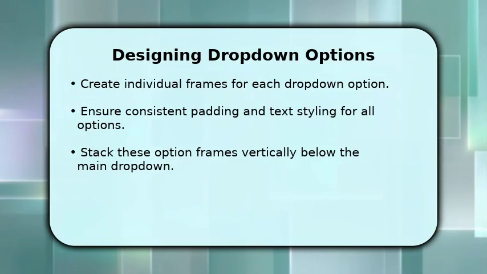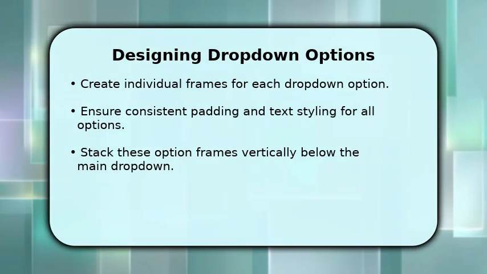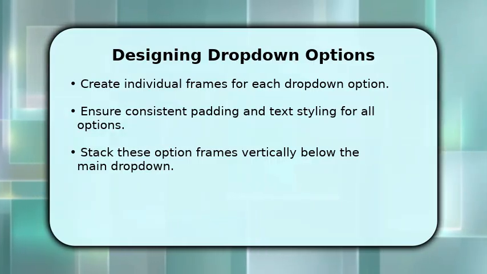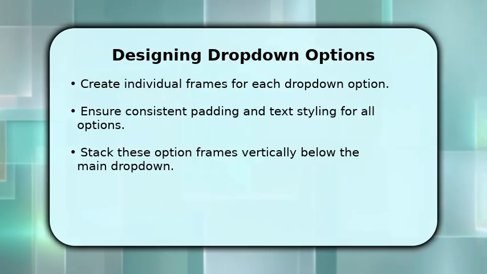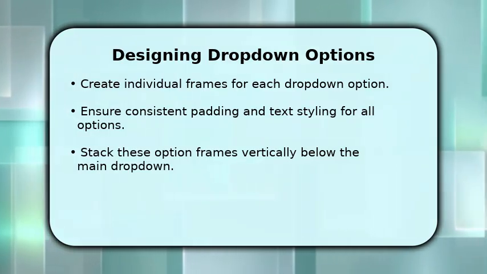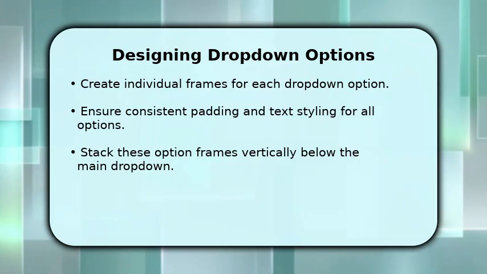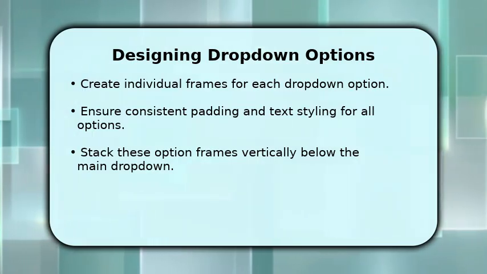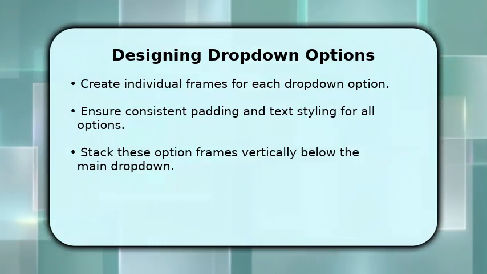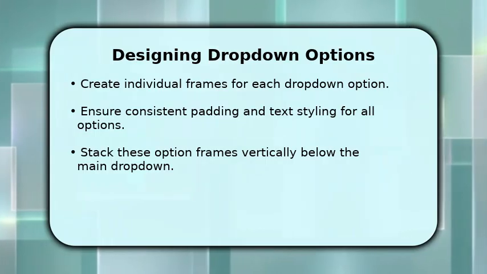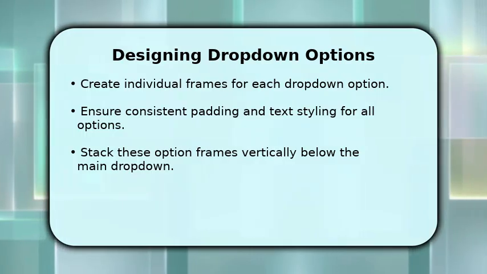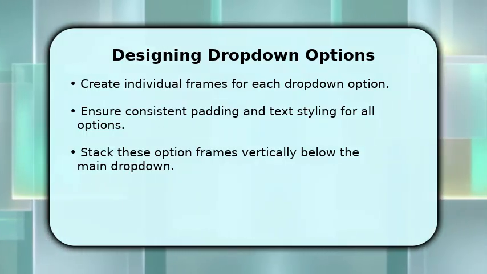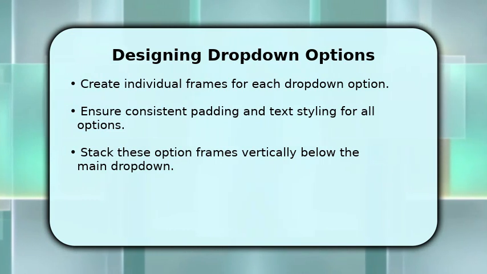Now, let's design the individual options that will appear when the drop-down is open. Create separate frames for each option, ensuring they have consistent styling, like a uniform height of, say, 48 pixels. Place a text layer within each option frame. Stack these option frames vertically, directly beneath your main drop-down component. Utilizing auto layout here will help maintain consistent spacing, perhaps 8 pixels, between each option, making future adjustments much simpler.